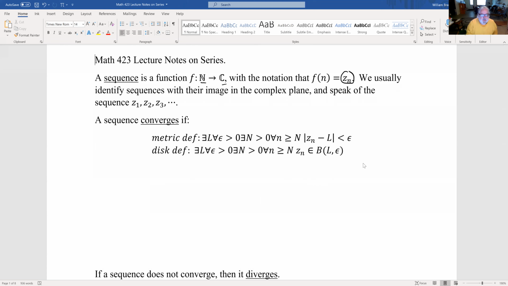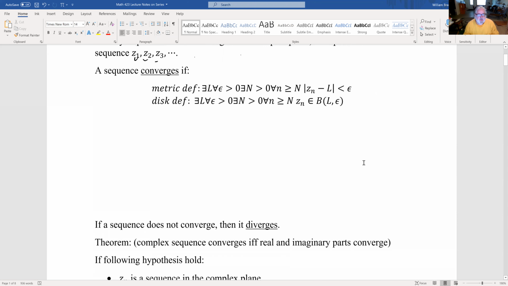And we usually identify sequences with an image in the complex plane, speaking of the sequence z1, z2, z3, up to zn. So a sequence converges. Here's a whole string of symbols. What do these symbols mean? This is defining the notation limit as n goes to infinity of zn equals L.